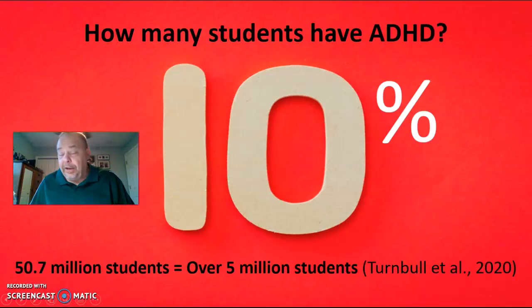Now, the next question is, how many students have ADHD? And that's a pretty tough question to answer. If you look at a lot of different places, it averages out to about 10% of the students have ADHD. There's 50.7 million students that attend school, K through 12, in the United States, and over 5 million of those students have ADHD. Now, let's break that down into your classroom. You have 20 kids, 22 kids in your classroom. You're going to have 2 to 3 children inside your classroom that could be or have ADHD. So we need to learn how to educate these kids. We need to learn how to, more importantly, include them in everything that is going on inside of our classroom.